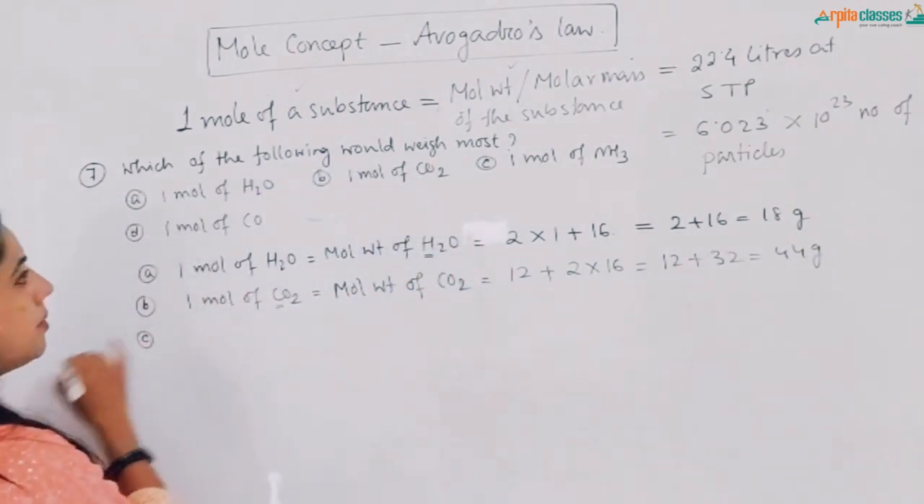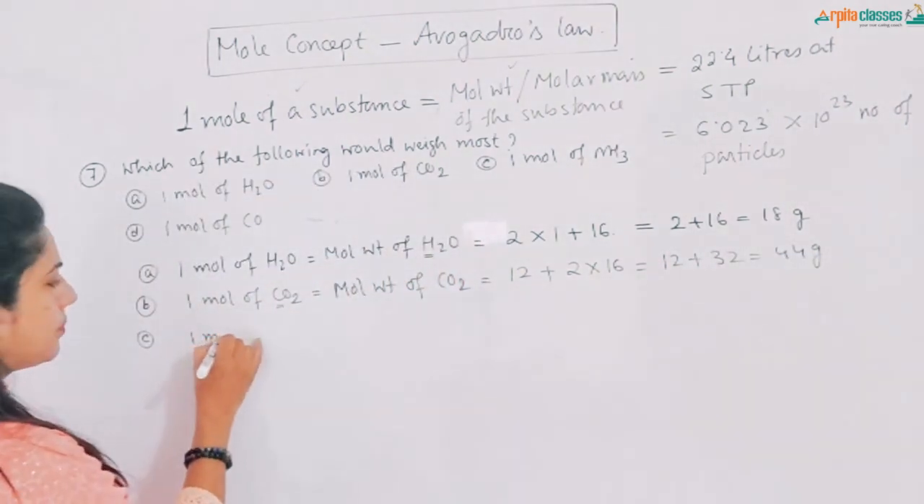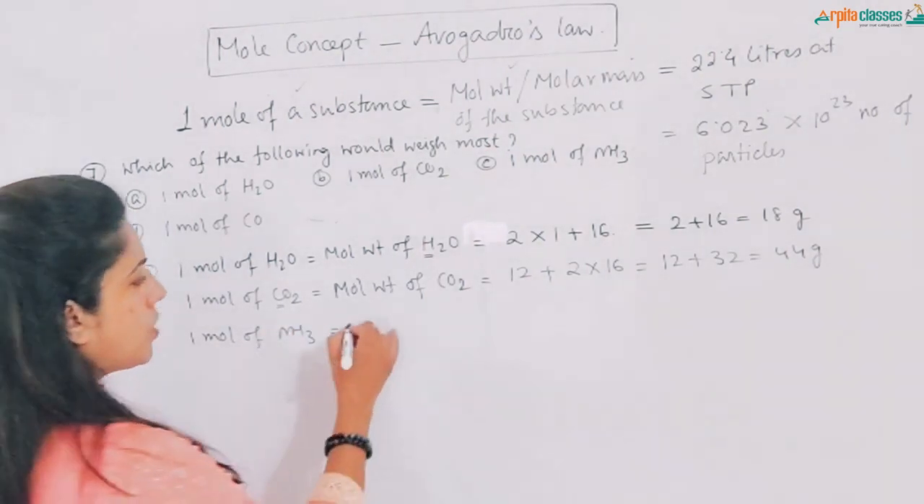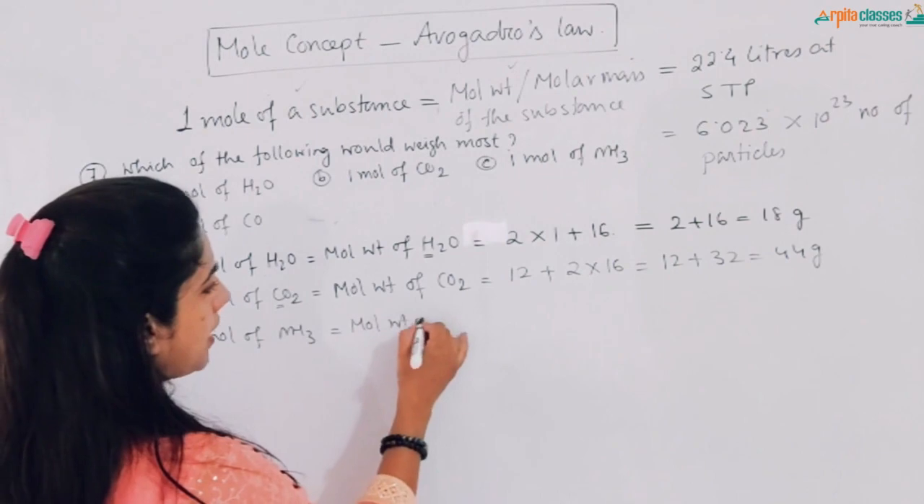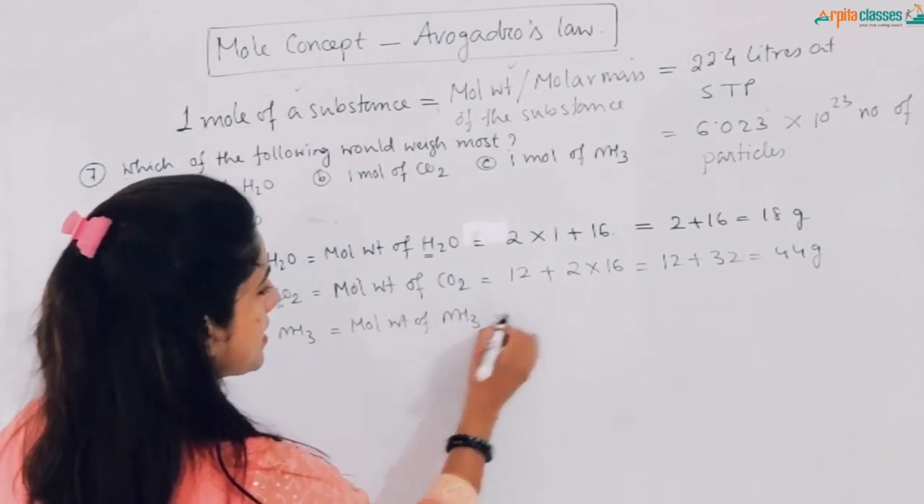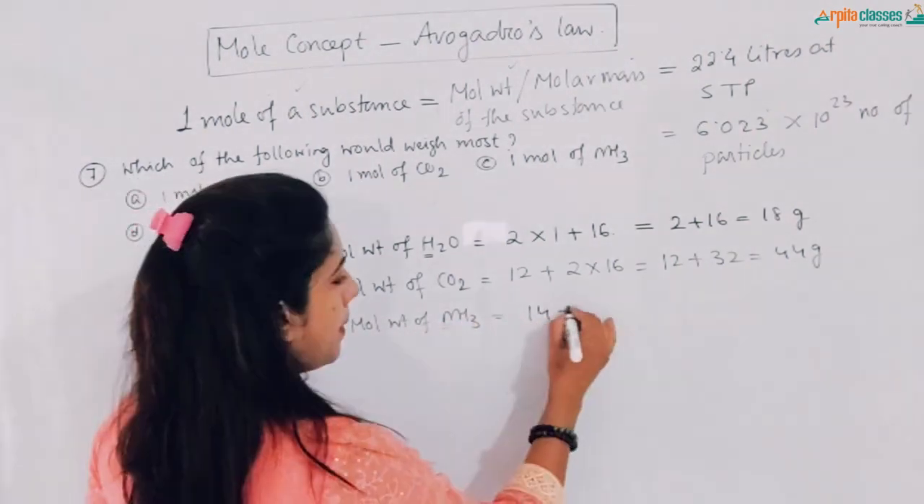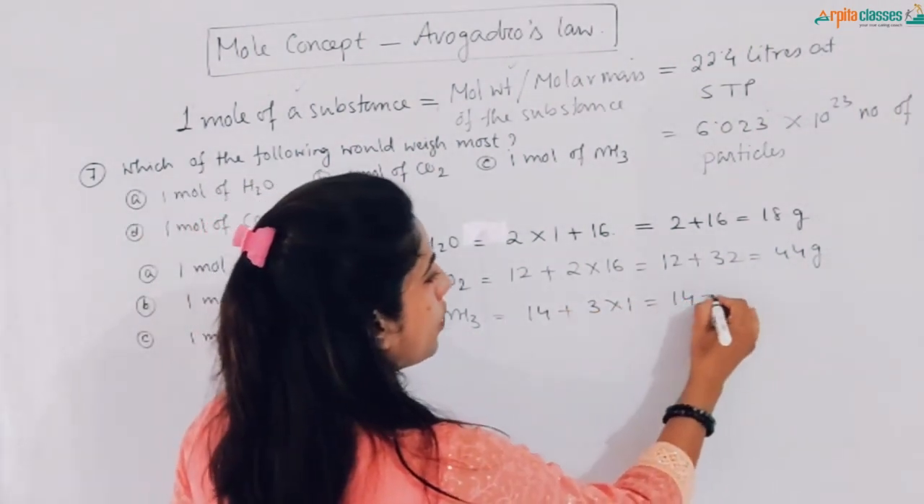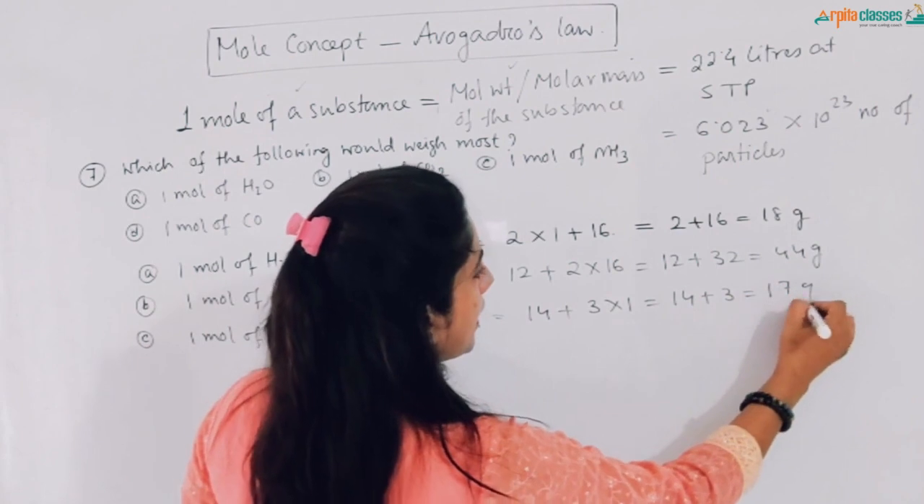Now let us see the third part, that is 1 mole of NH3. This is also, most of you know, 17 gram. So the molecular weight of NH3, ammonia, is 17 gram, but let us work it out: nitrogen is 14 plus 3 into the atomic weight of hydrogen, that's 1. So 14 plus 3, that is 17 gram.